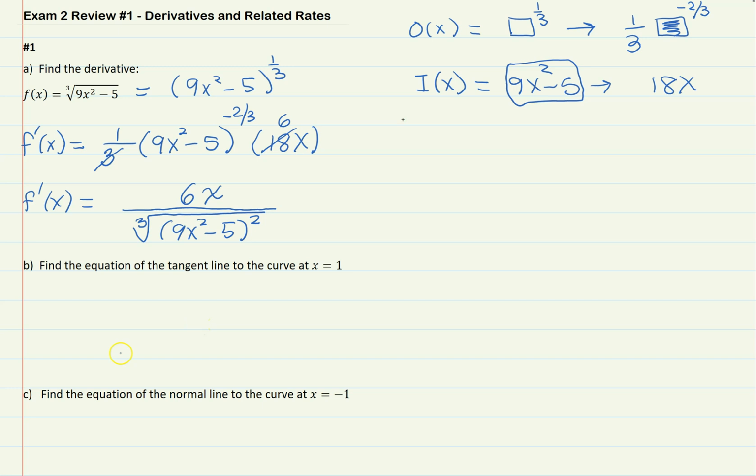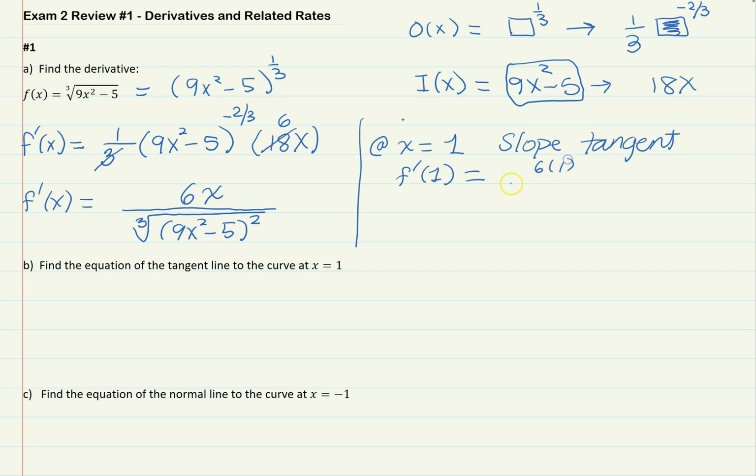Now, the second question is asking you to find the equation of the tangent line when x is 1. Well, if x is equal to 1, then the derivative evaluated at 1 is the slope of the tangent line at 1, right? That's what we're looking for. And that would be 6 multiplied by 1, all divided by cube root of 9 times 1 squared minus 5, raised to the second power. So on the numerator, we will have 6. On the denominator, we will have cube root of 9 minus 5 is 4. 4 squared is 16.